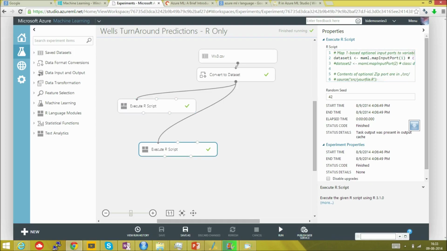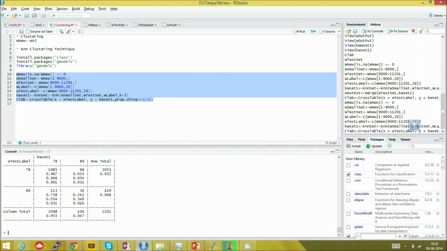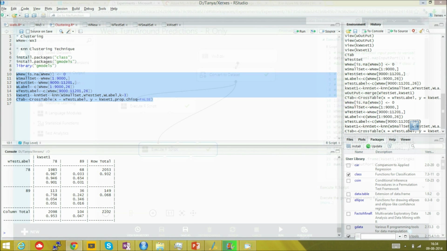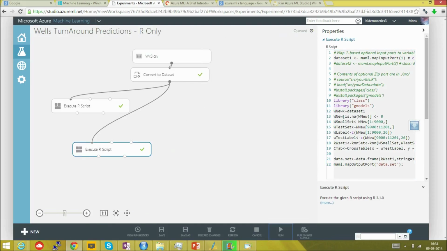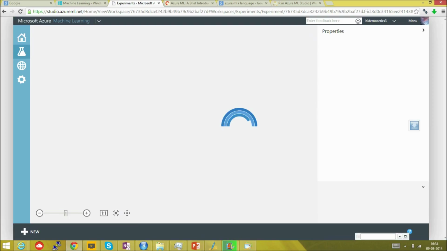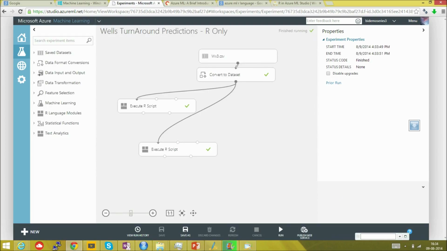Now, what I've done here is simply taken a cut and paste of what's available in my R Studio and put it here. Let's run this and see what kind of output I get. The reason I want to do this is to give you a sense of what would be out of the box in Azure ML versus what one would really need to do in a real life scenario.